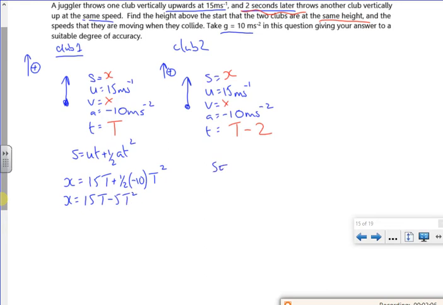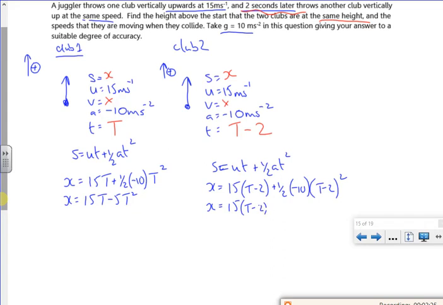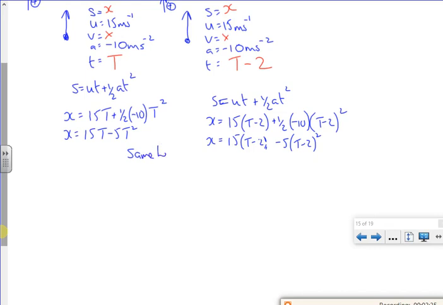So have a look at this one. S equals UT plus a half AT squared. So X equals 15 lots of T minus 2, plus a half lots of minus 10 lots of T minus 2 squared. So 15 lots of T minus 2, minus 5 lots of T minus 2 squared. Now if they're at the same height, X is the same, so I can say that the 15T minus 5T squared is the same as all of this.